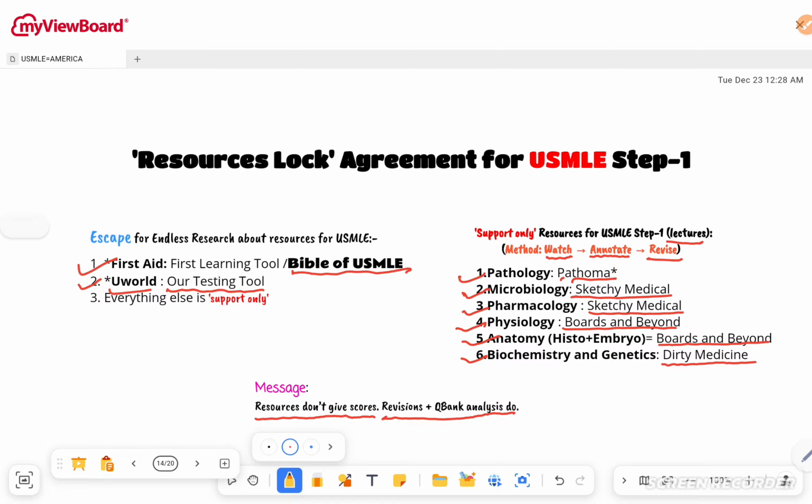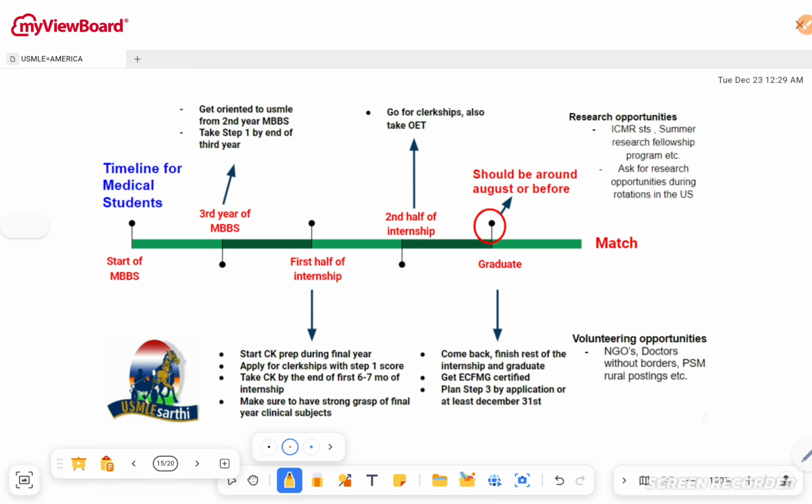Okay, so these are the resources we can go for to prepare for the USMLE Step 1. You can pause, you can think about it, you can take a screenshot as you wish. Now, we may be in first year, second year, third year, fourth year, or in internship.